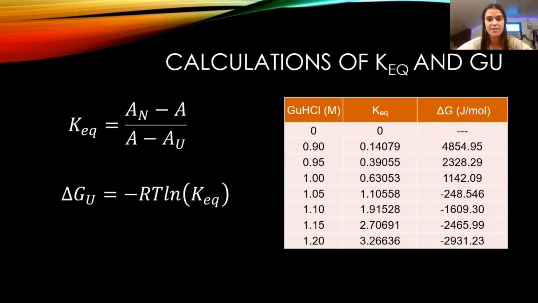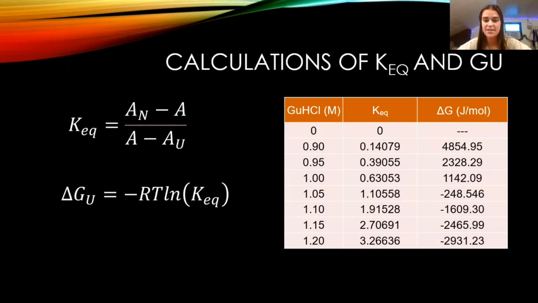The equilibrium constant was calculated using the equation shown, where KEQ is the equilibrium constant, AN is the absorbance with no added denaturant, and AU is the absorbance of excess denaturant as shown in the previous figure. A will be the absorbance at the given point. In the table, we can see the equilibrium constant will increase with increasing denaturant concentration. Essentially, this tells us that increasing denaturant concentration will increase the rate of unfolding.